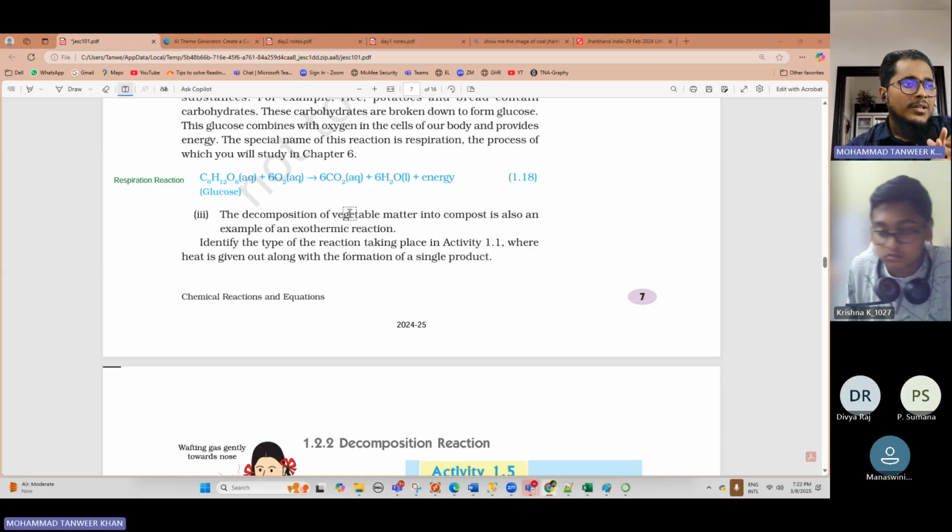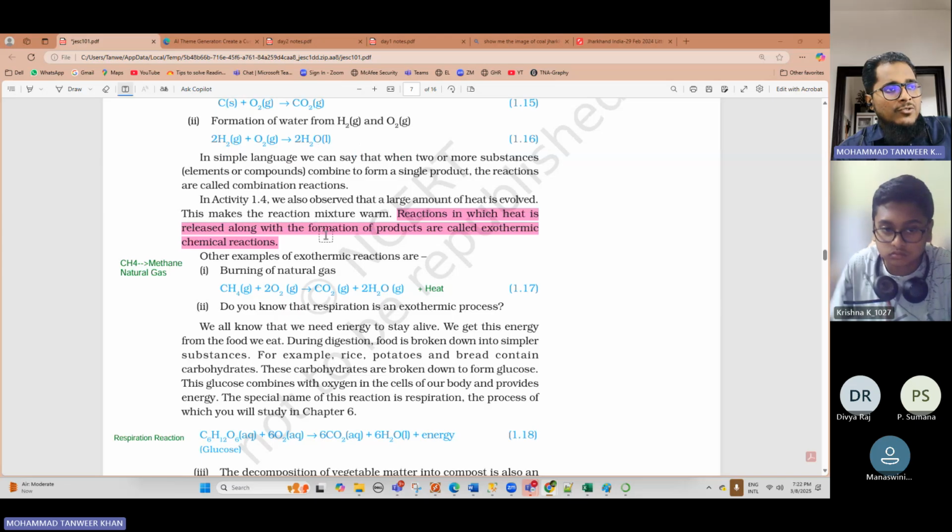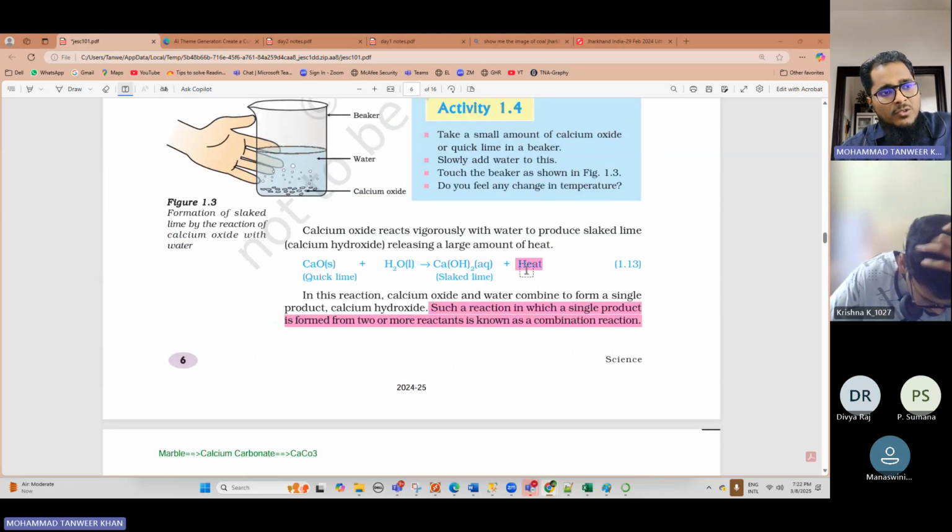Okay, good. So how many exothermic reactions do we have? If you remember this one, it comes under two categories. The first is combination reaction, and the other is exothermic reaction. So you can use this for both the reactions.